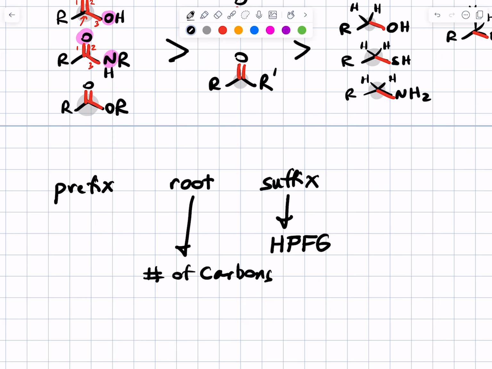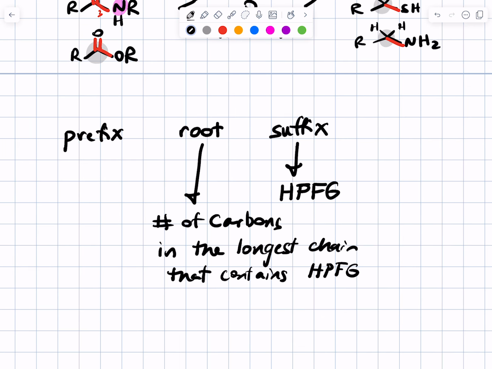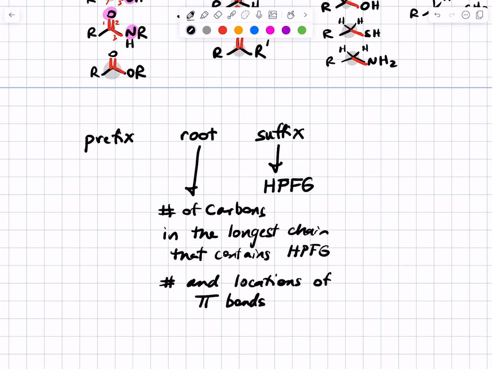The root comes from the number of carbons in the longest chain that contains, you guessed it, the highest priority functional group. Okay? And it's also going to contain the number and locations of pi bonds, whether they are double bonds or triple bonds. Finally, the prefix is going to summarize everything else, the locations of all other groups.